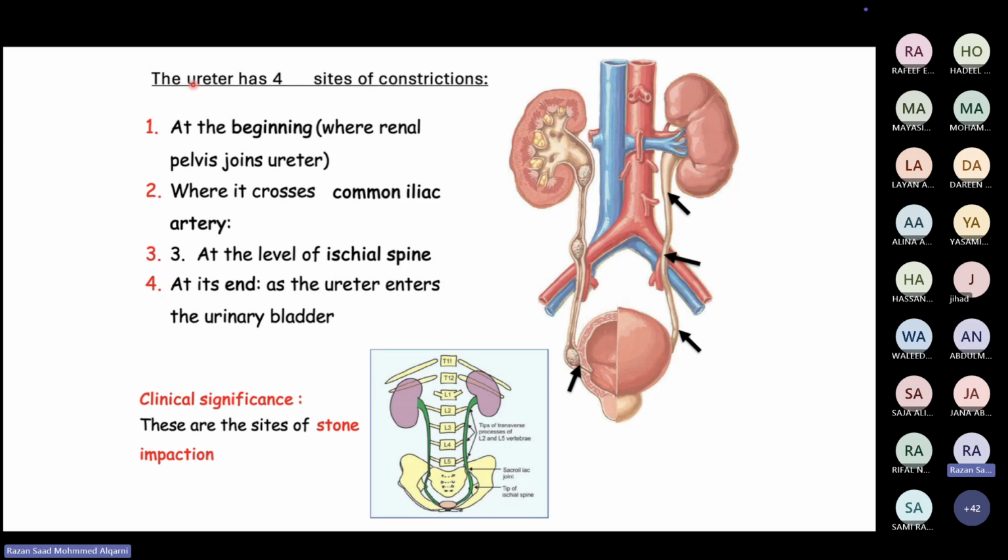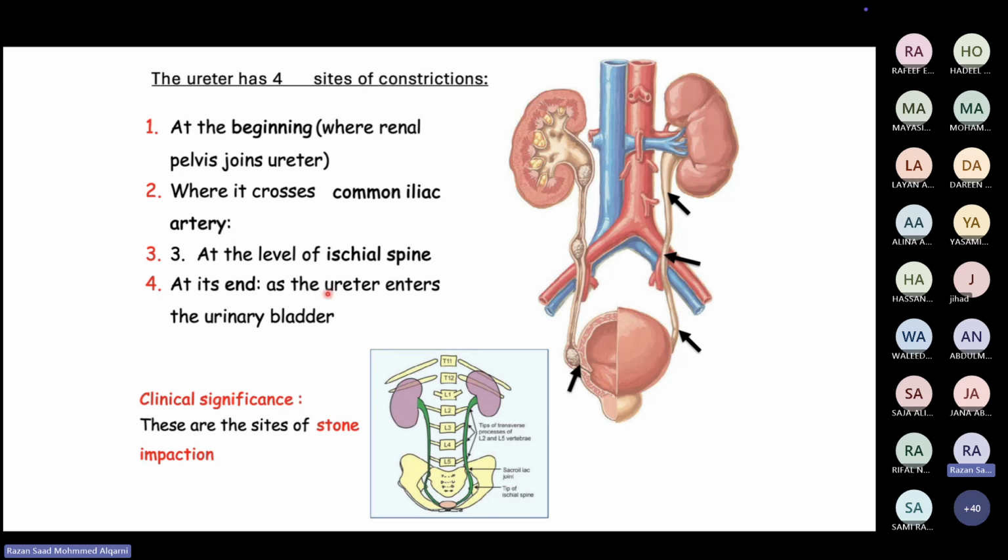So as you can see here, the ureter has 4 sites of constriction, and we already mentioned some of them. So of course, one of them is going to be at the site of bifurcation of the common iliac artery. Okay, this is not the first, this is going to be the second, because the first one is going to be at the beginning, which is the transformation from a renal pelvis to a ureter proper. So it's at the pelvico-ureteric junction, which is the transformation from being renal pelvis to ureter proper. The second part, as we said, at the site of bifurcation of common iliac artery.